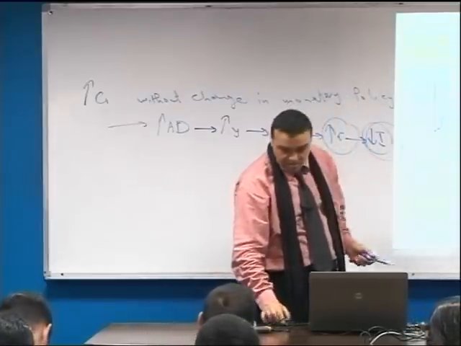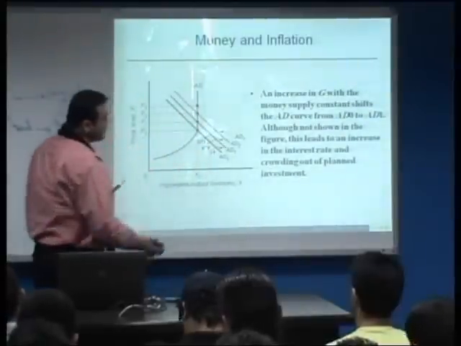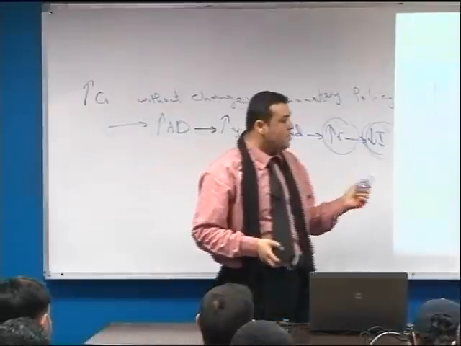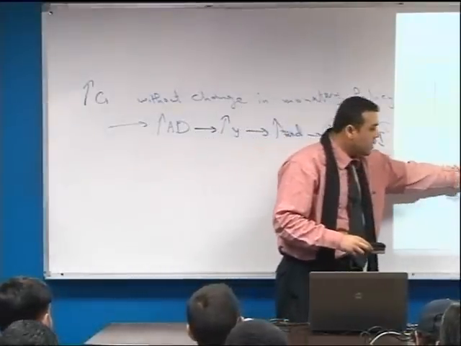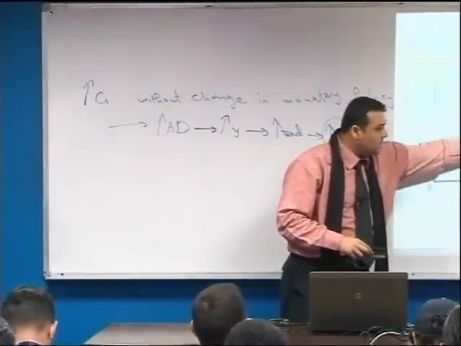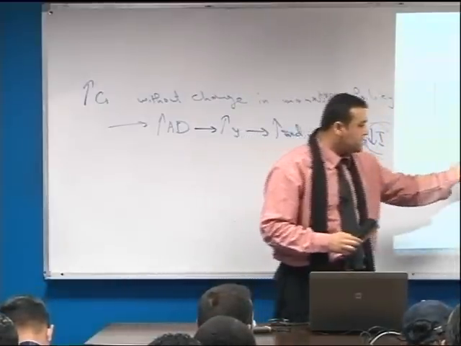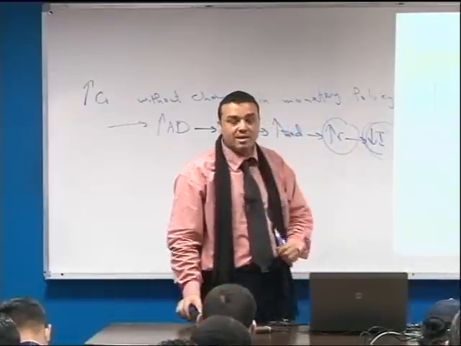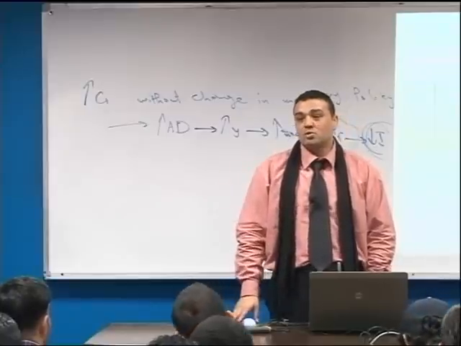هذا نفس the same. والسلايد بيقول انه an increase in the government spending with money supply constant will shift the aggregate demand curve from aggregate demand 1 to aggregate demand 2 and so on. Although not shown in the figure, this leads to an increase in the interest rate. هذا اللي حللناه وبالتالي the crowding out would increase. The crowding out and the planned investment would increase.